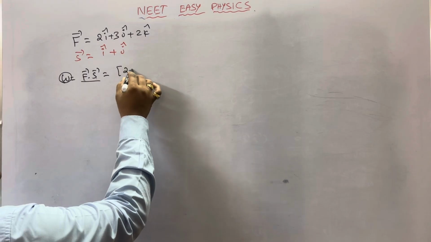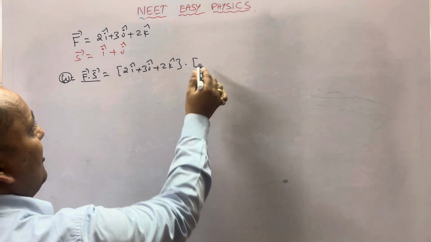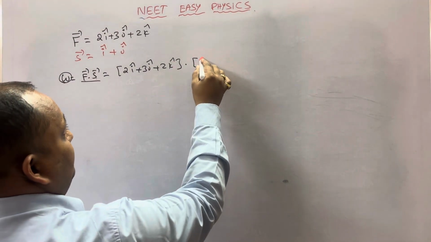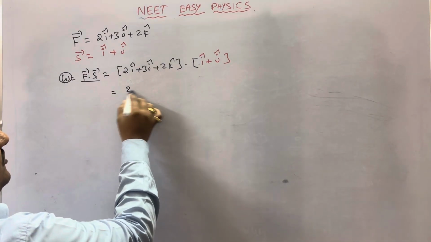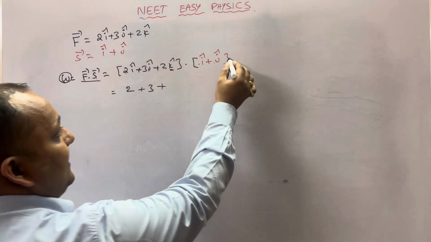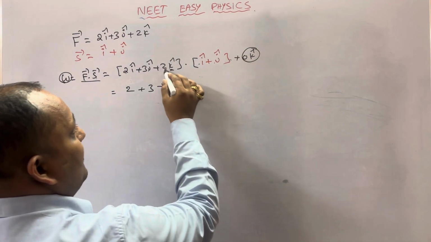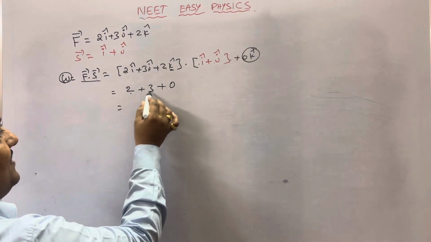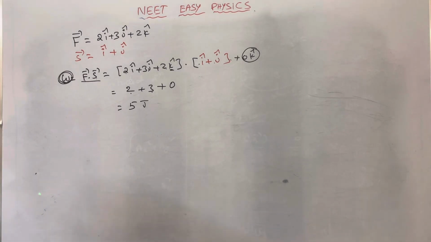First, you can write 2i cap plus 3j cap plus 2k cap dot i cap plus j cap. Now, how to do it? Already we discussed. 2 into 1, 2. 3 into 1, 3. Here 2k cap is there, but here nothing is there. So whenever nothing is there, we can take it as 0 into k cap. Therefore, 2 into 0, 0. 2 plus 3, 5. Units of work done: joules. So, like this you are going to get it in physics.